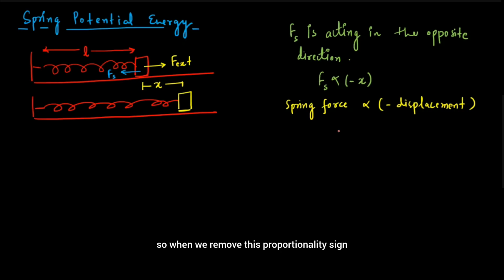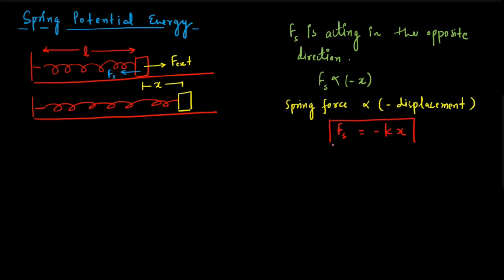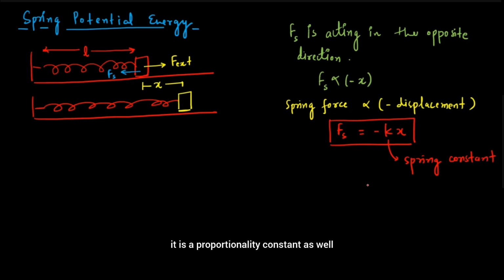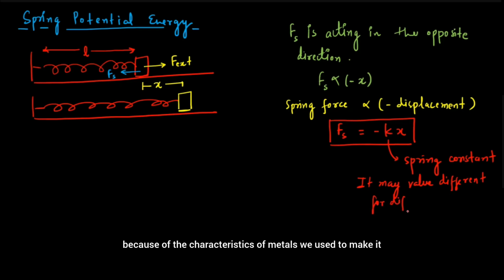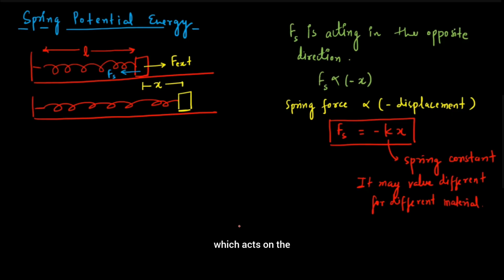When we remove this proportionality sign, we actually get a constant which is represented by k. This k is the spring constant. It is a proportionality constant as well. Whatever value it may have, it is going to be different for different materials because of the characteristics of metals we use to make it. So that is the one thing we need to keep in mind. This is the force which acts on the spring.